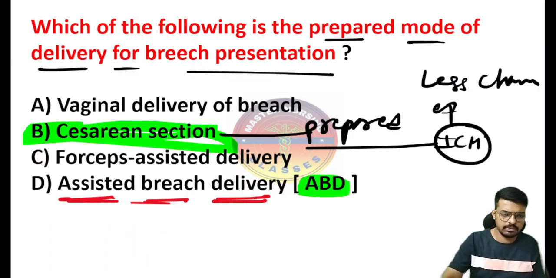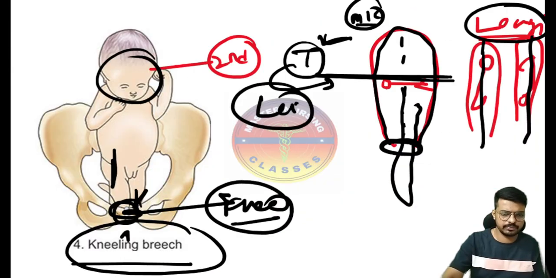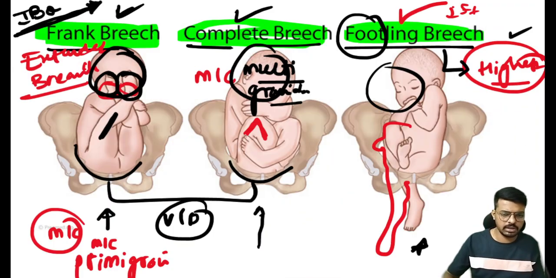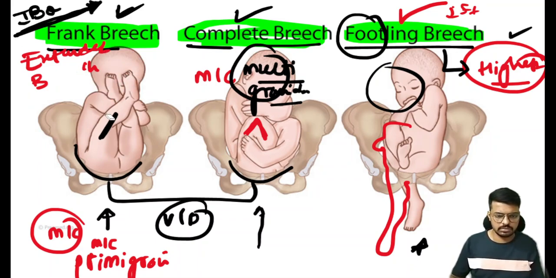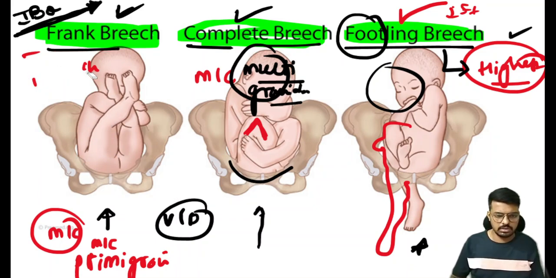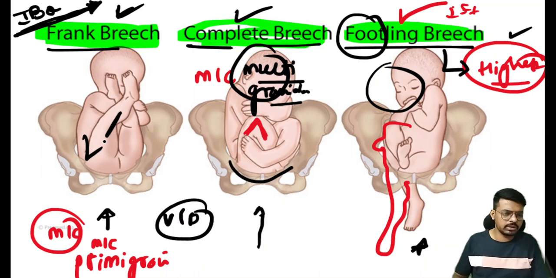What I told, this is the frank breech. Look at the image. This first one is the frank breech. The hip is flexed and the knee is extended. So now how do you have to deliver this one? In this one, we have to deliver first the foot, then the buttock, then the entire body.